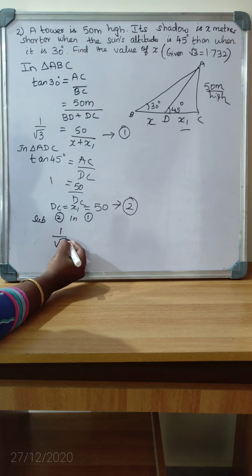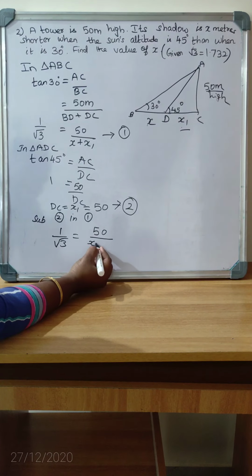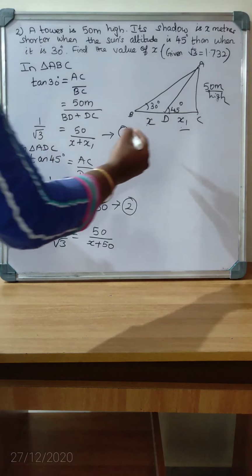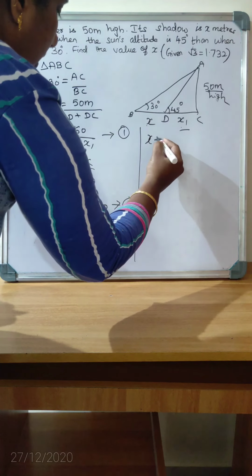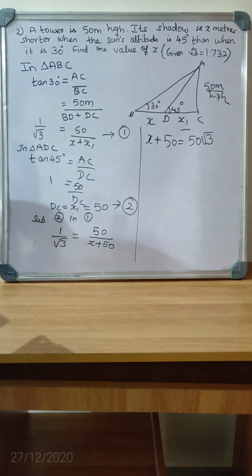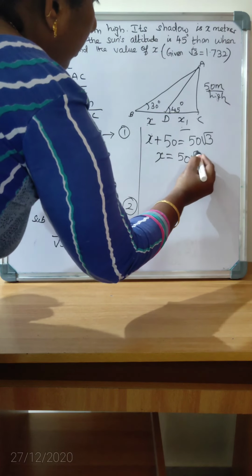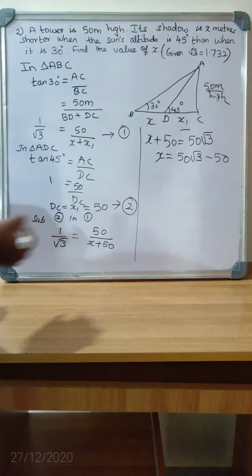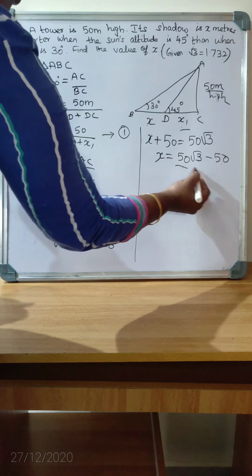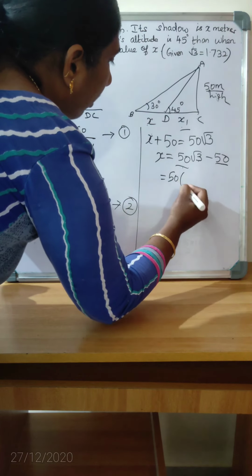So 1 by root 3 equals 50 by x, we don't know x. We know the x1. So now we are going to cross multiply it. x plus 50 equals 50 root 3. So we want the value of x. So I am keeping x this side and taking this 50. Instead of just multiplying 50 into root 3, let us take 50 common, so that makes our calculation very easy.